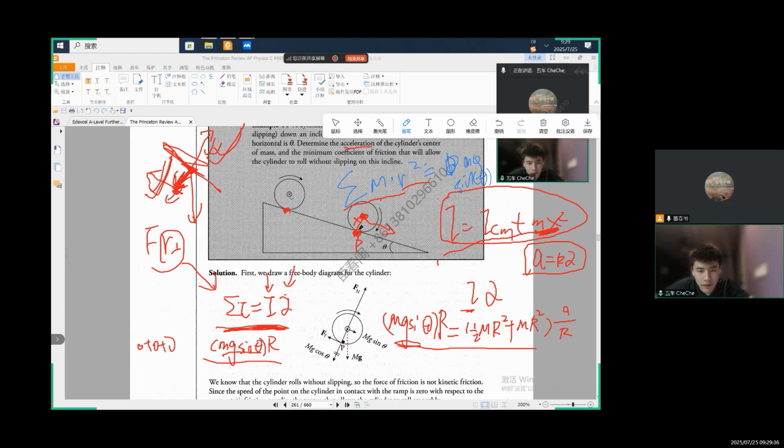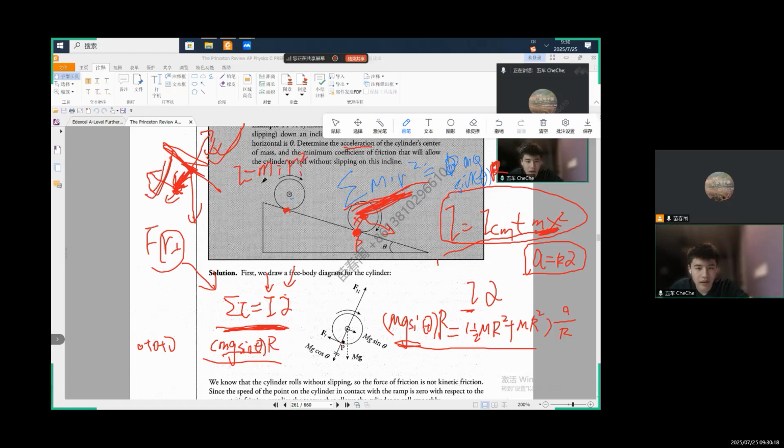Okay, so this is correct, right? And I fixed it. Yes, that one. And then from there, mg sine theta r. Oh wait, that's only the I, right? Are you finding the I for this one? This one is I actually.